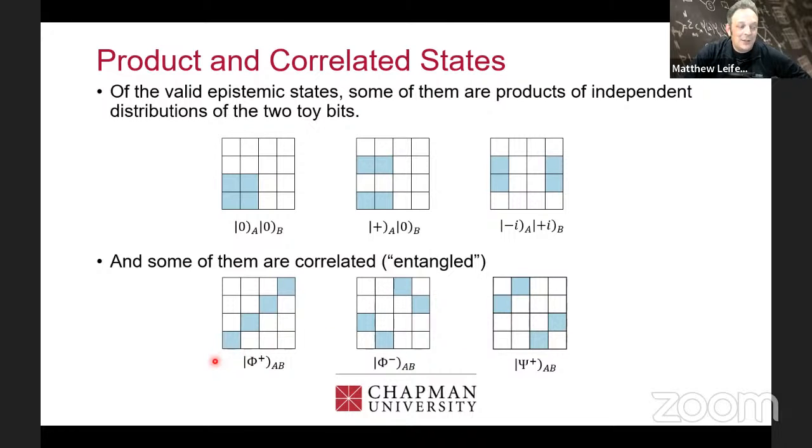In fact, we know something about how the two toy bits are correlated, but we actually know nothing about the ontic state of each individual toy bit.